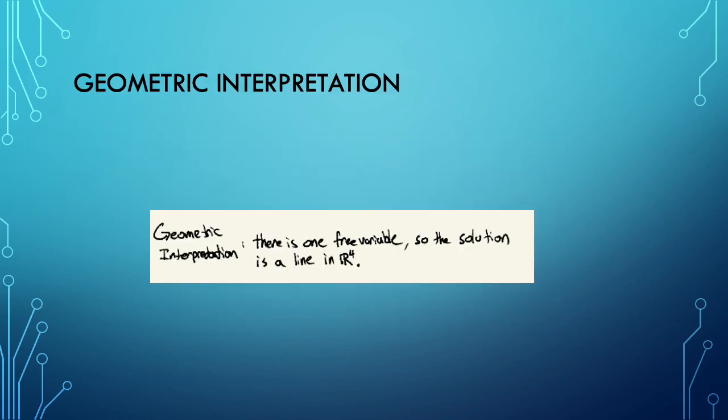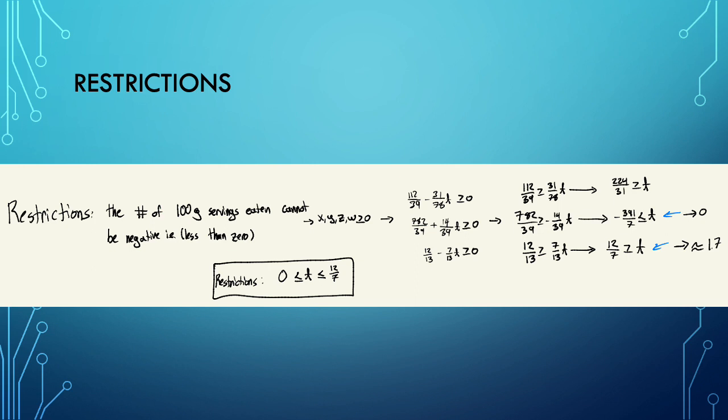Now for the geometric interpretation, there is only one free variable, which means that the solution is a line in R4. And for the restrictions, the number of 100 gram servings eaten can't be less than 0 because you cannot eat a negative amount of food, so X, Y, Z, and W must be greater than or equal to 0.